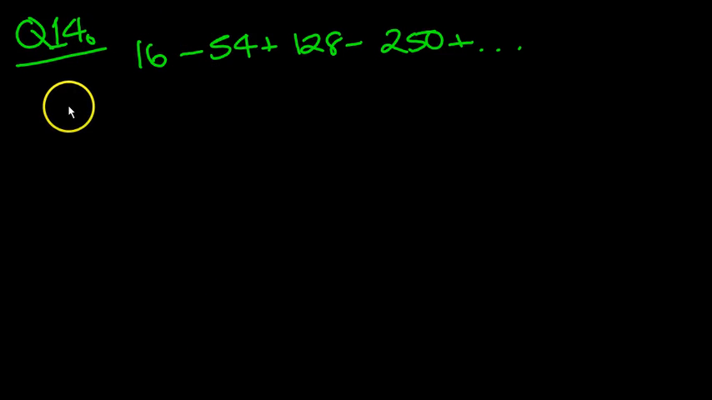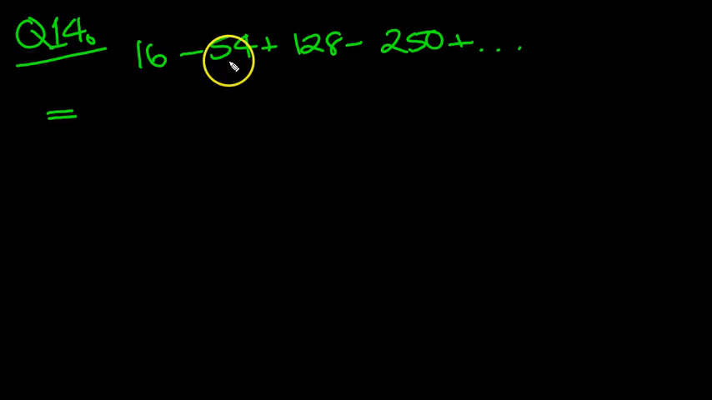Okay guys, let's have a look at 14, which doesn't look very nice at all, does it? So let's have a look at it. We've got 16 minus 54 plus 128 minus 250 and plus. So we've got alternating signs to take care of amongst a whole host of other things. Now the other thing I've noticed straight away is 54 is 27 times 2. And that is the key.